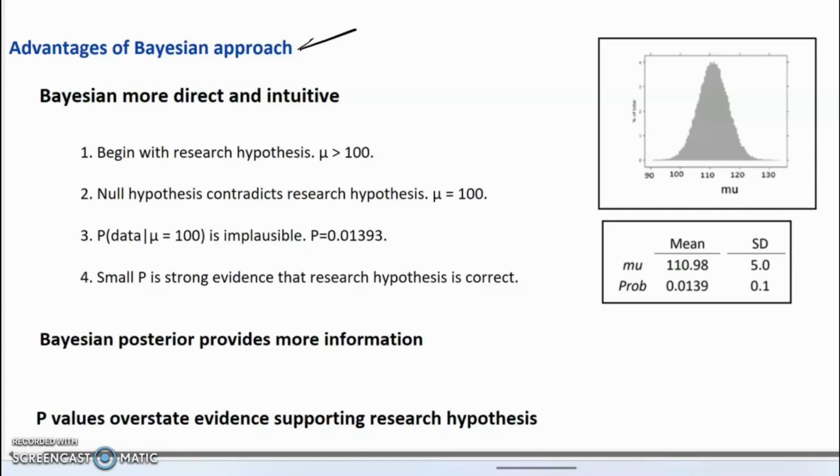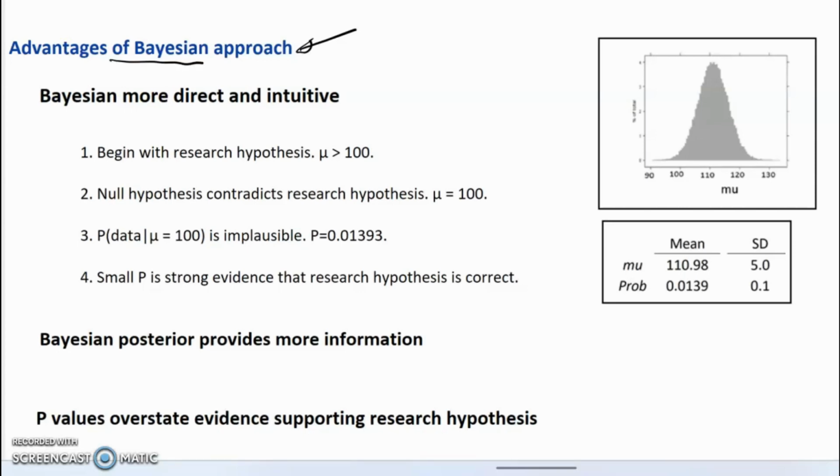Now what I want to do is go over some of the advantages of using the Bayesian approach. And again, remember that a number of these advantages are really comparing the frequentist p-value with the Bayesian posterior, as opposed to a general comparison between frequentist and Bayesian methods. But we can see, at least in this case, that the Bayesian is more direct and intuitive.